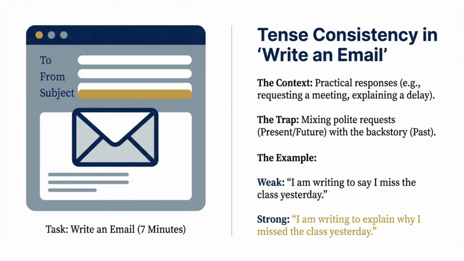Now let's look at the write an email task. You have only 7 minutes. The trap here is mixing your polite request, which is in the present or future, with the backstory, which is in the past. A weak student writes, I am writing to say I missed the class yesterday. That is grammatically wrong. A strong student writes, I am writing to explain why I missed the class yesterday. Notice the precise shift from present continuous to simple past.